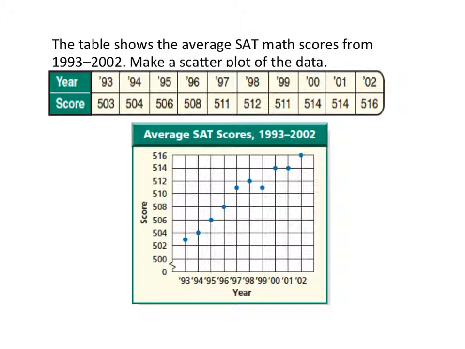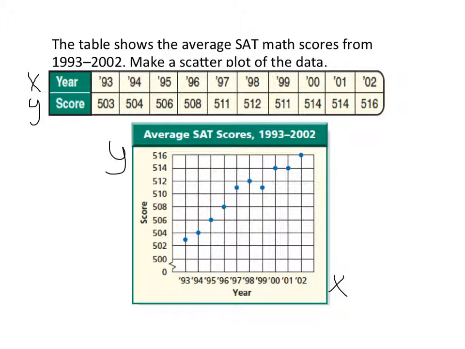First thing we need to do is determine which set of data is the x-axis and which one is the y. It is a good rule of thumb that time, anything to do with time, is the x, and anything other than that should be the y. You can see that right here. This is our x-axis, clearly marked year, and our y-axis is clearly marked score.